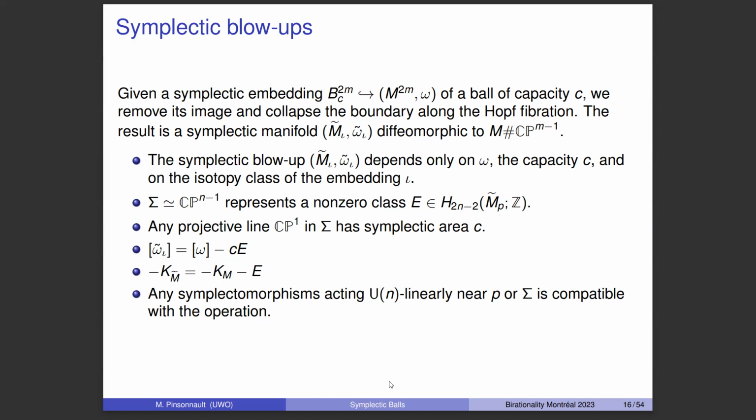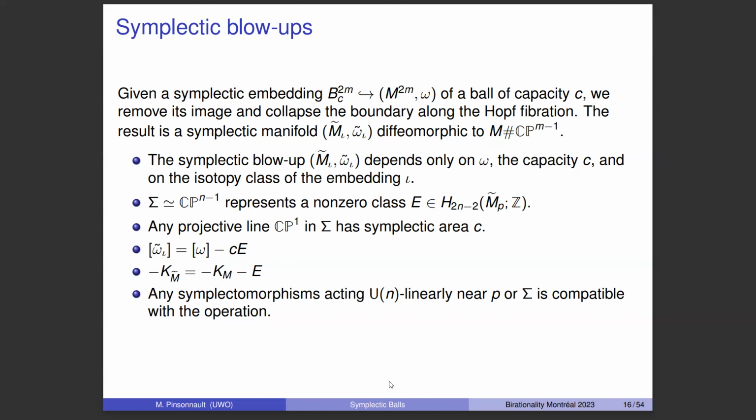you all know now that you can perform what is called a symplectic blow-up. And the blow-up amounts to essentially removing the ball and collapsing the boundary along the Hopf fibration. Now, this essentially creates a manifold that is diffeomorphic to the ordinary topological blow-up in the complex sense. And you can view this operation as actually constructing a symplectic form on the complex blow-up, starting from the information given by the symplectic form on your space and the embedding that is given to you. So it's a recipe to construct a new symplectic form on, say, the one-point complex blow-up.